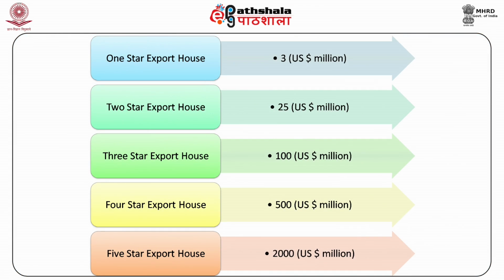A new criteria has been introduced to give recognition of the status holders on the basis of export performance. FOB or FOR converted in US dollars million during current and previous 2 years. 1-star export house, $3 million. 2-star export house, $25 million. 3-star export house, $100 million. 4-star export house, $500 million. 5-star export house, $2,000 million.